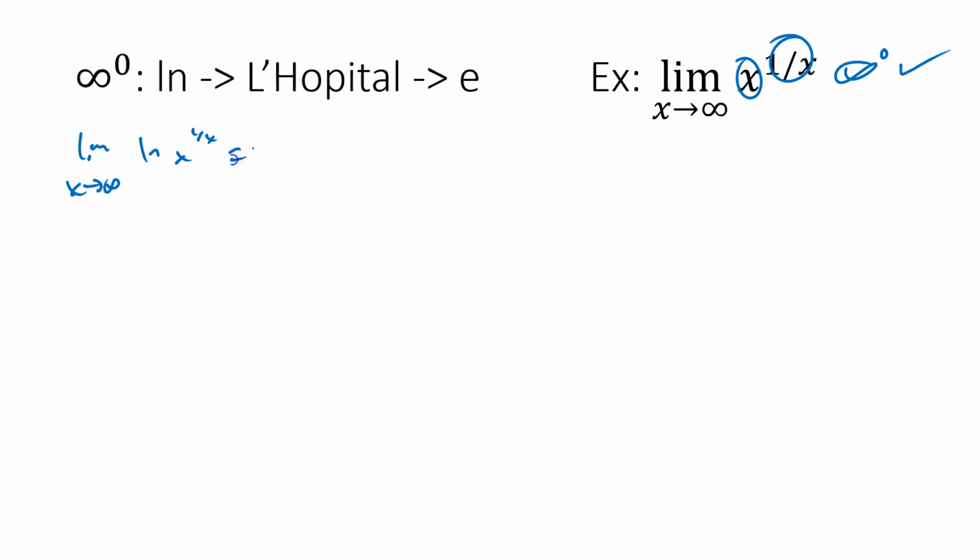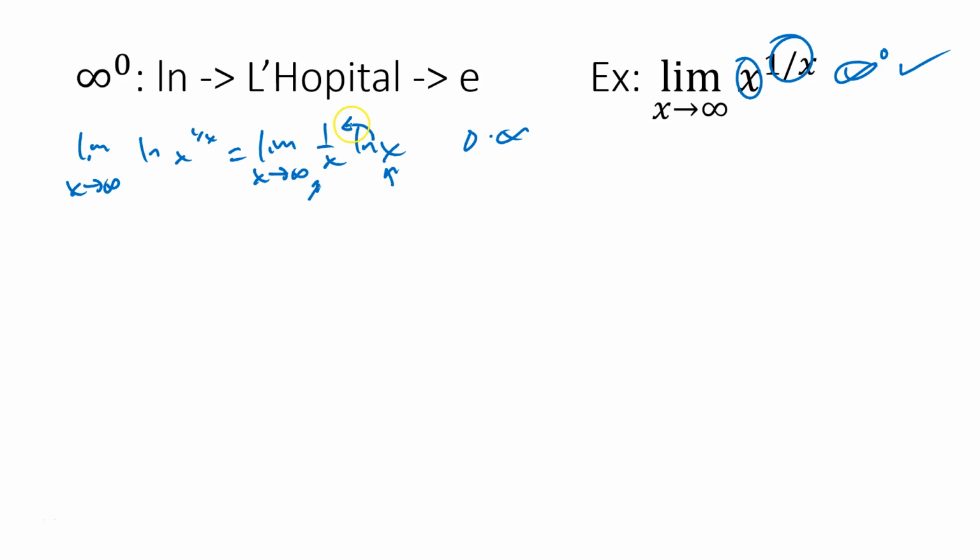Okay, so move that 1 over x to the front. Limit as x approaches infinity of 1 over x times ln x. Now this guy is kind of a weird one, because if we plug in infinity, we have 0 out here, and we have infinity right here. As x approaches infinity, what's going on here? Yes, 0 times infinity, because now we're going to use the indeterminate form. So if you just slide the ln x right on top, you have infinity over infinity.